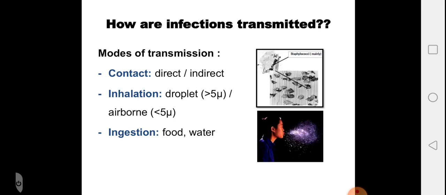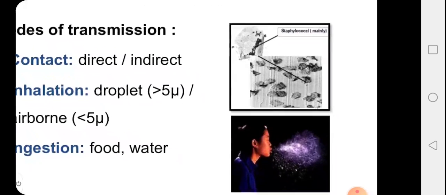If you look into this picture here, this first picture is the skin scales which are harboring staphylococci, and in a normal individual, about 1 million scales are shed in a day. So the contact with these skin scales might be a source for staphylococcus infection.